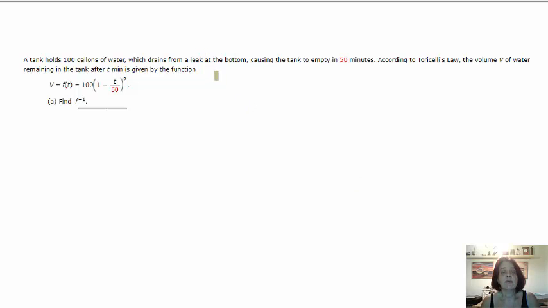Okay, we have a problem here where we want to find the inverse function of f, and in order to find the inverse function of f, we need to actually solve for t. So the function that we have is a quadratic function, so I have v equals 100 times (1 minus t over 50) squared. I'm going to follow the steps of PEMDAS backwards.